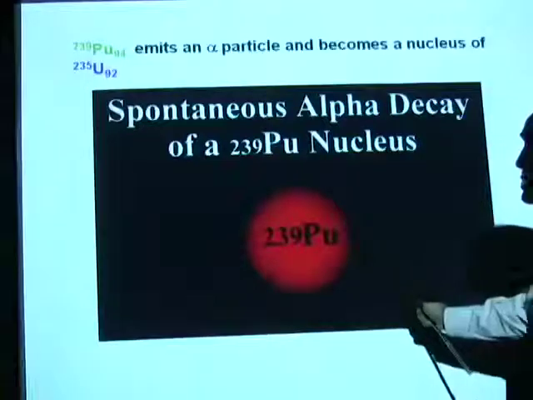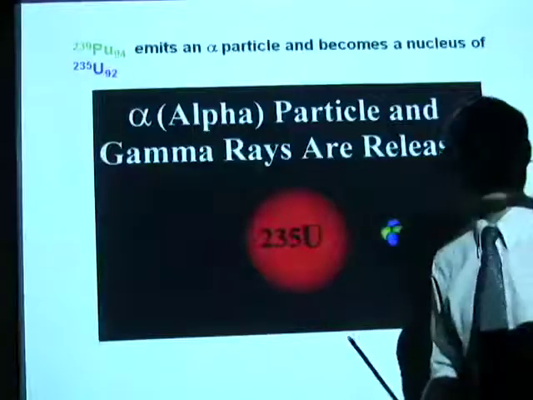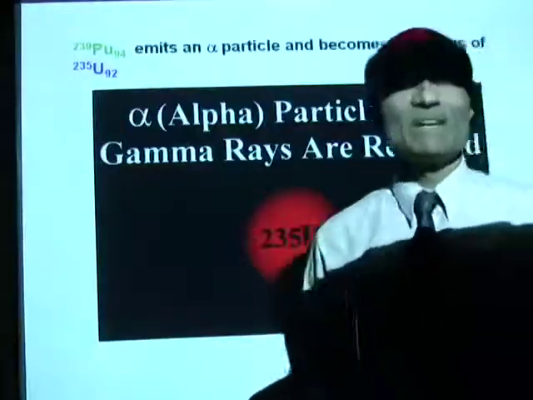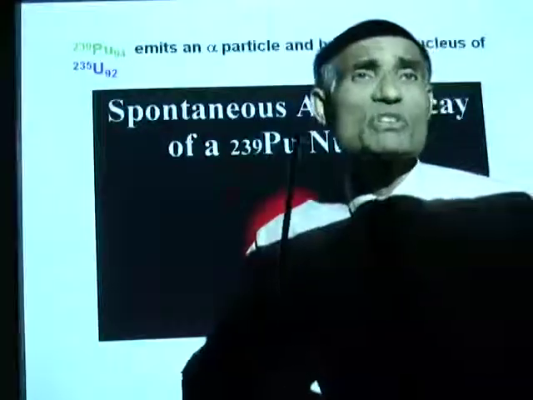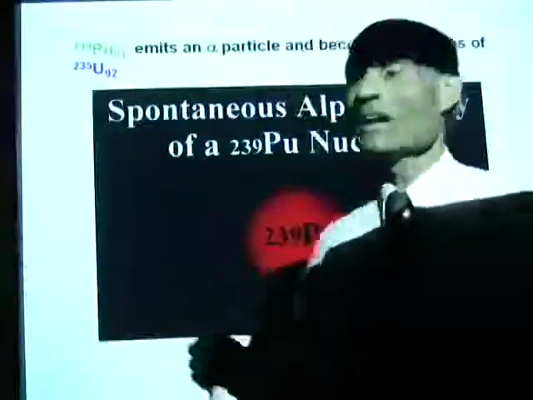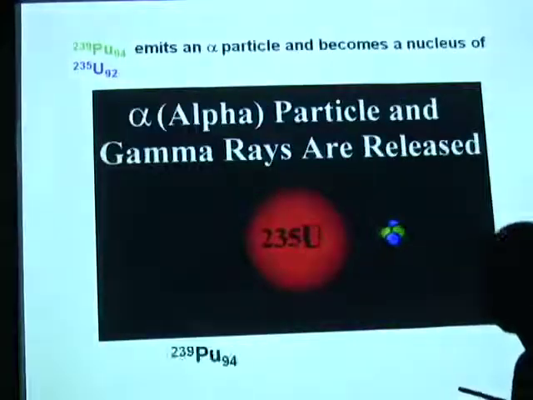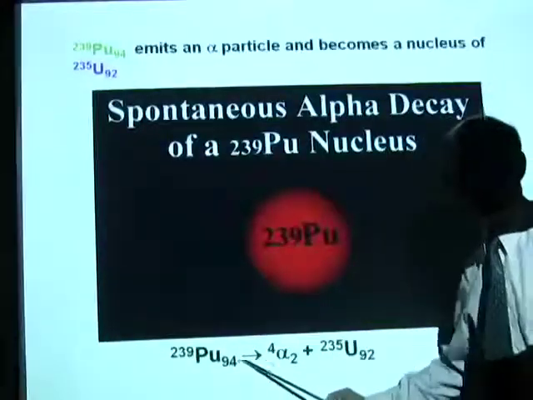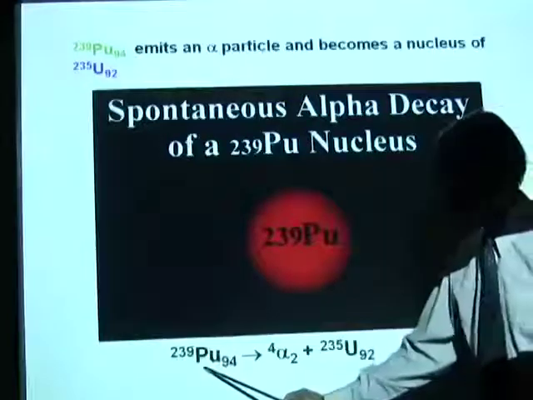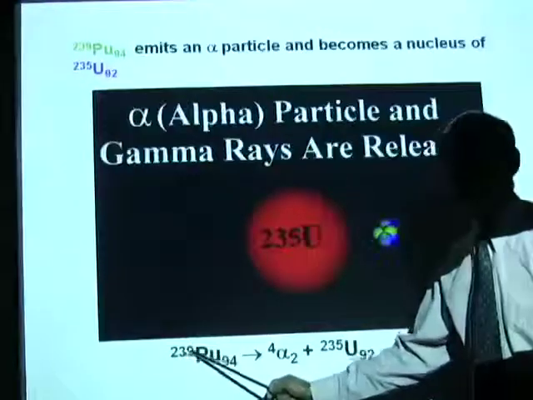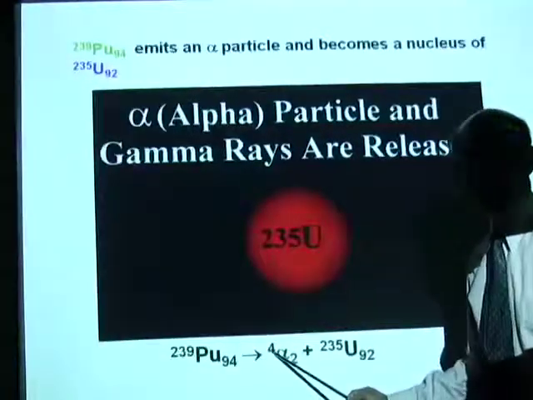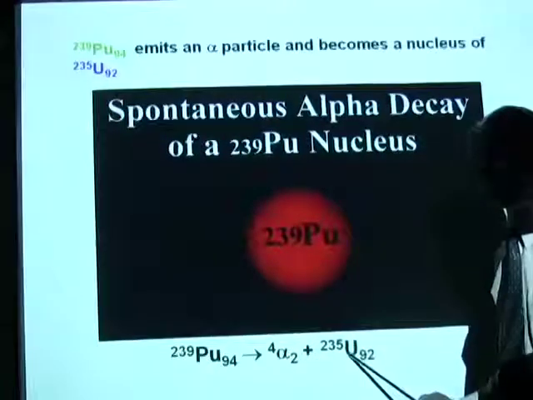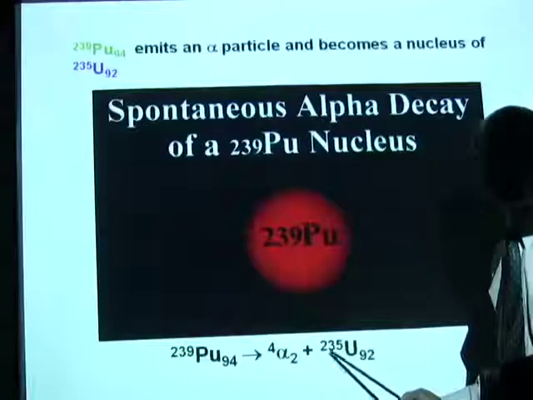In addition to the alpha, also gamma radiations are emitted. Now gamma radiation will be part of any other radiation. Alright, so we have this radiation equation. Look at this. Plutonium 94-239 emits an alpha, leaving behind uranium 92-235.